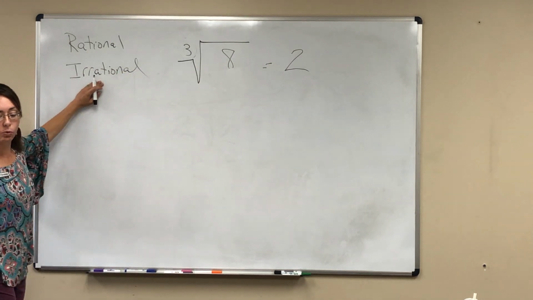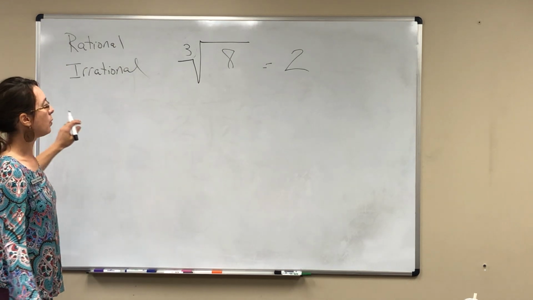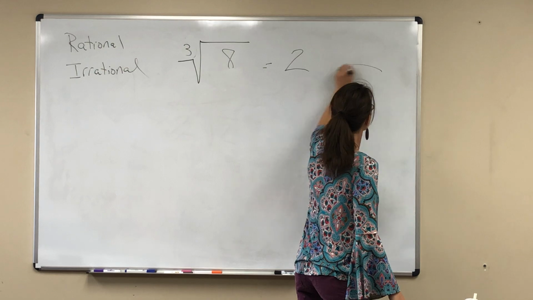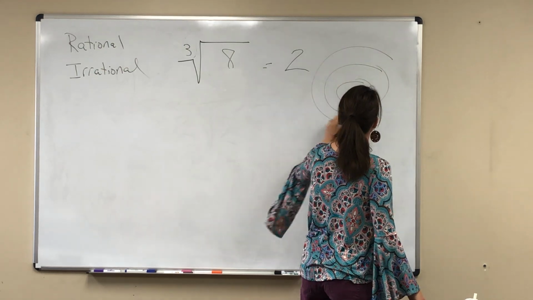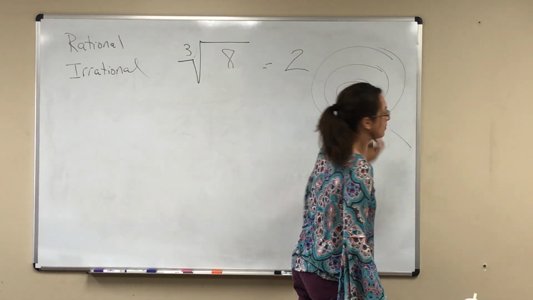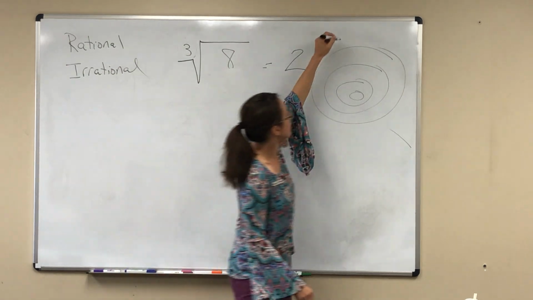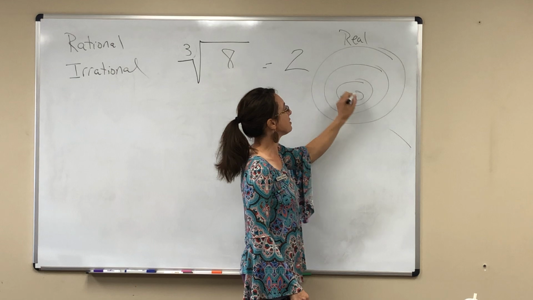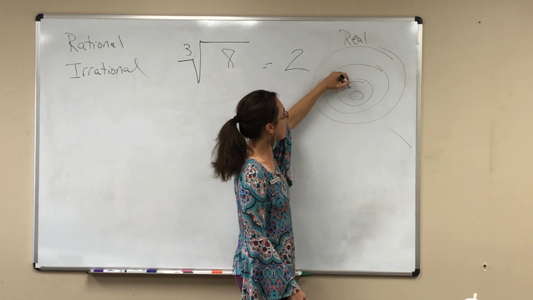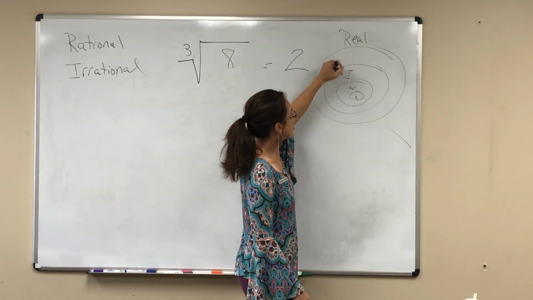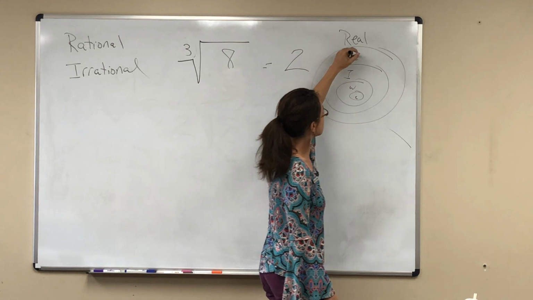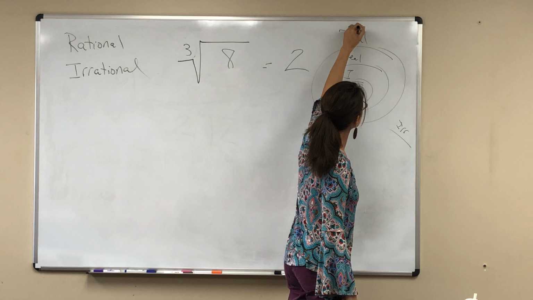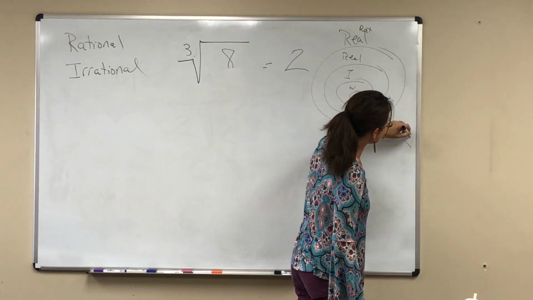So when we're looking at rational and irrational numbers, way back at the beginning, we did that circle. It looked like a galaxy chart, right? We had our real number system. So we have our counting numbers, our whole numbers, our integers, our real numbers, and then we have irrational numbers. So these are all rational. And we have our irrationals, right?